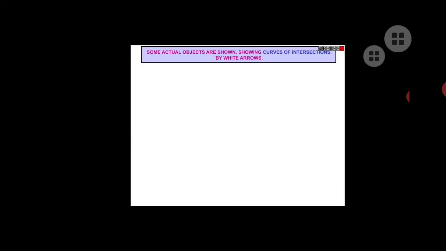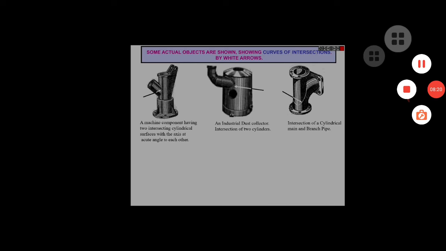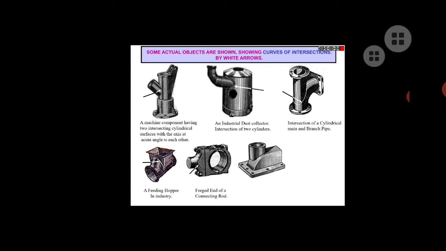Basically, it shows some machine components that involve intersection of solids: dust collector, feeding hopper, forge end, two cylindrical surfaces, and pump having such shapes. Then there are the cases: cylinder with cylinder, square with cylinder, cone with cylinder, prism with cylinder, square prism with square prism, and cylinder with cone.